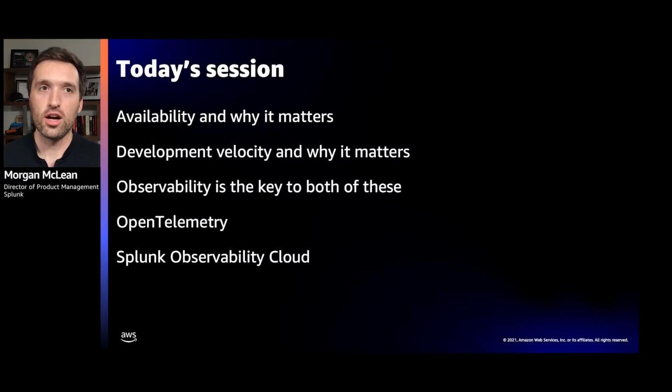So today we're going to talk about a number of things. Specifically, we're going to start with availability and why it matters, how availability impacts your development velocity and why development velocity is important, how good observability is a prerequisite to high availability and high development throughput, and how you can achieve this with OpenTelemetry and Splunk Observability Cloud.